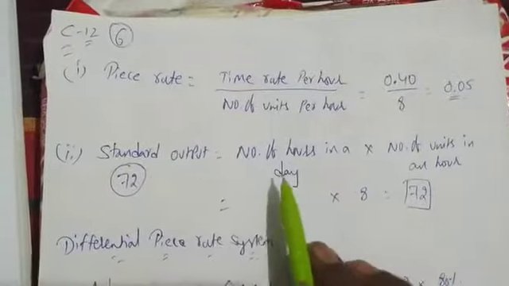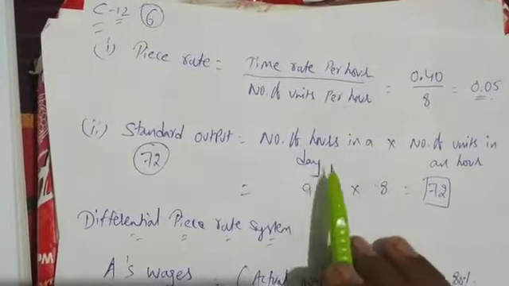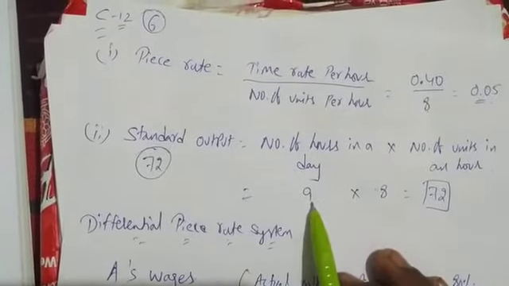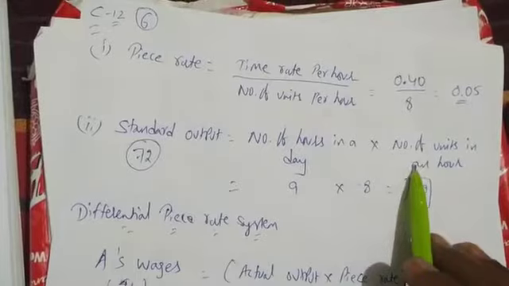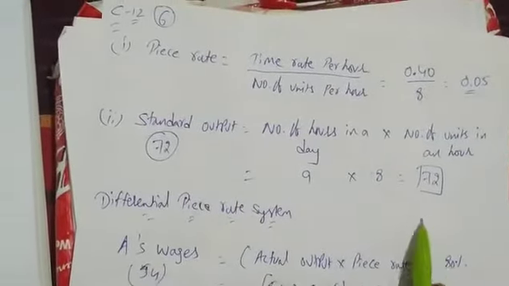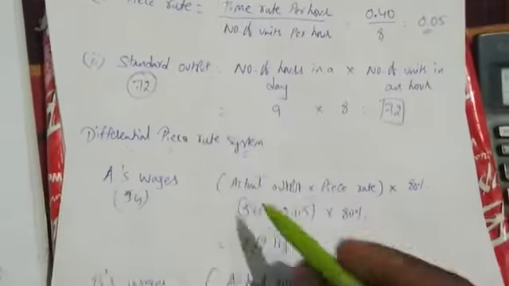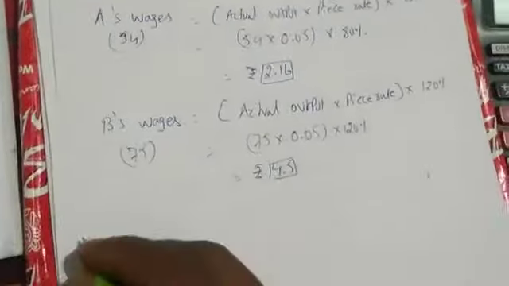Next, standard output: number of hours in a day into number of units in an hour. Means in a day how many hours the worker is working. He is working 9 hours, and in 1 hour how many units are to be produced? 8 units. So 9 into 8, 72 units. That is standard, and we have done the differential piece rate system. Next, what do we have to do? We have to do straight.